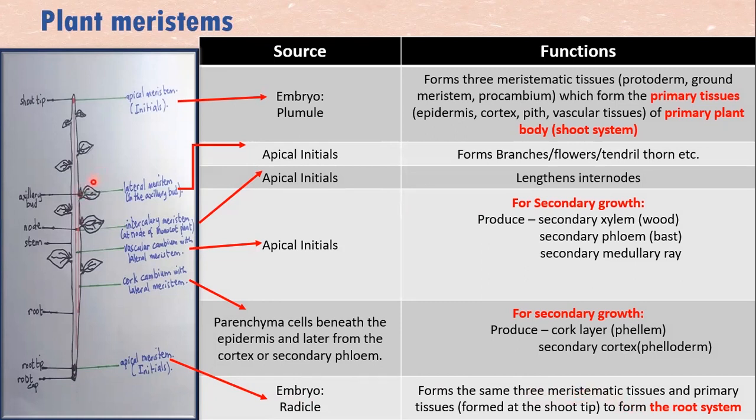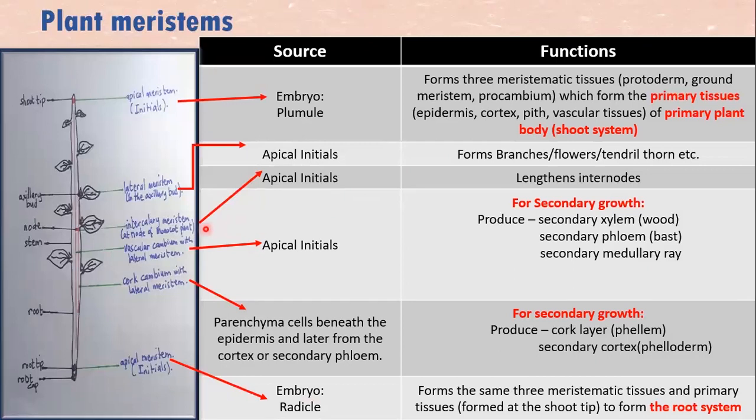Then we come to the lateral meristem in the axillary bud. The lateral meristem in the axillary bud has its source in the apical initials at the shoot tip and forms branches, flowers, tendrils, thorns, etc.